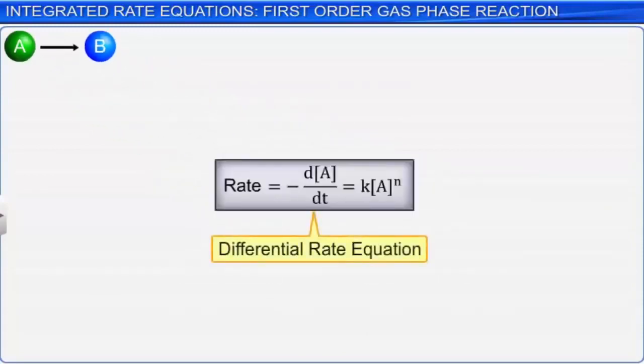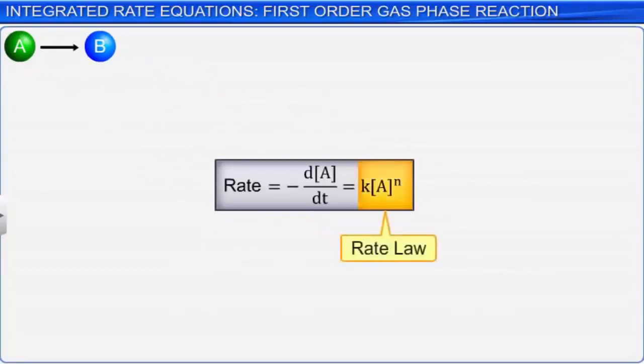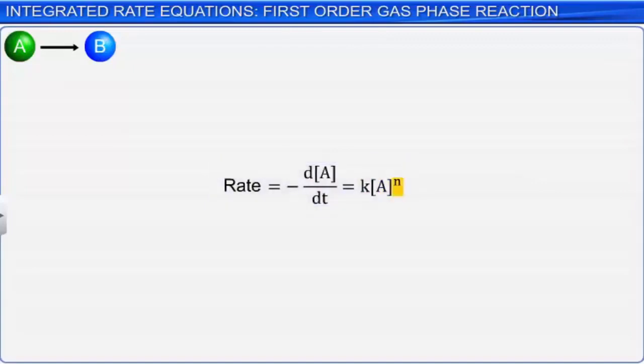Using the differential rate equation and rate law, we can write the rate of the reaction in terms of the rate of disappearance of reactant A as minus dA by dt equal to K into concentration of A to the power n, where n is the order of the reaction with respect to A. If the order of the reaction is 0, that is, if the rate of reaction doesn't depend on the concentration of the reactant, then n is equal to 0.